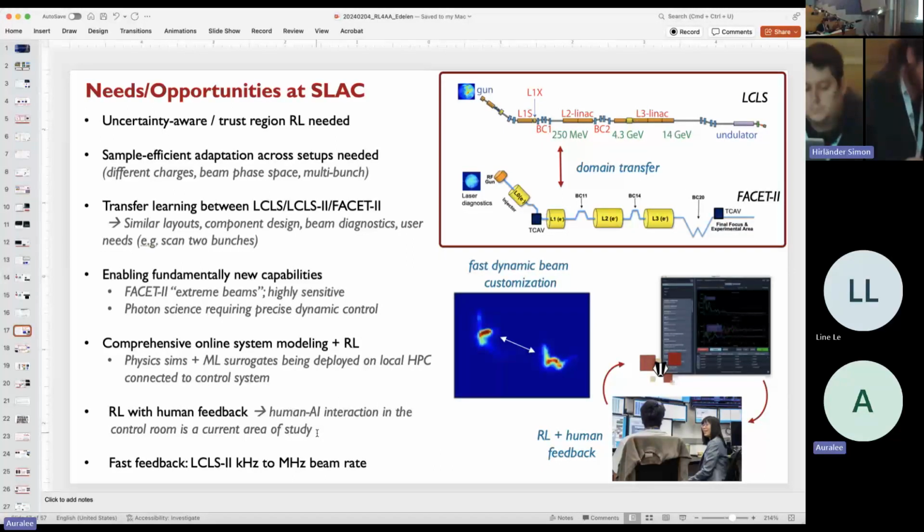And then finally, for the LCLS-II upgrade to LCLS, there will be a very high repetition rate beam, kilohertz to megahertz. And so there are a lot of opportunities to potentially investigate fast feedback, although we haven't explored that very much so far.